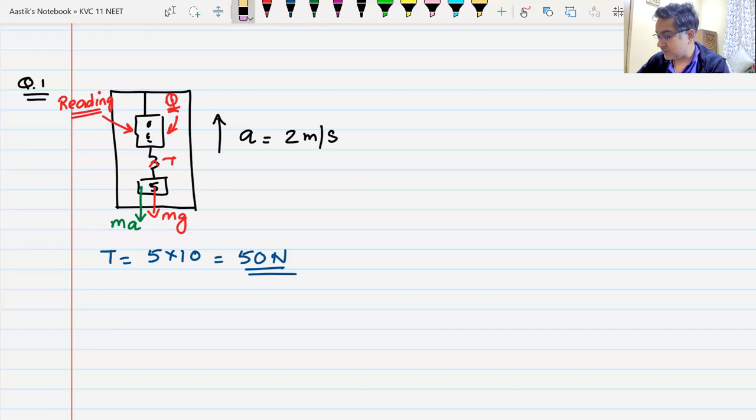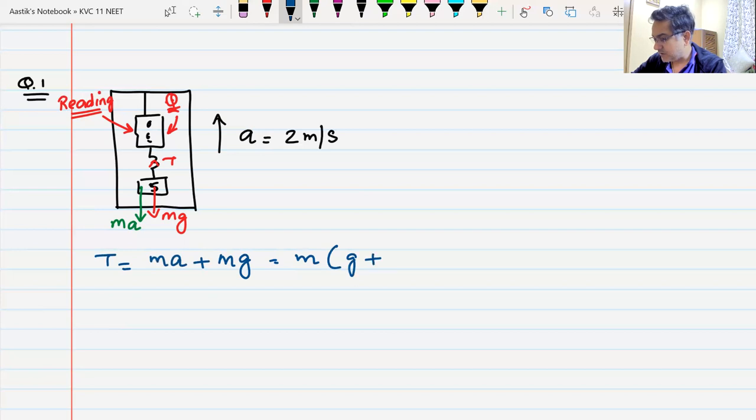Now, when I write the equation of this block, how does it look? The block is still in equilibrium. T is upwards. M into a is downwards. M into g is also downwards. Or effectively, I can write it as m into (g plus a). So the answer will come as 5 into 12, which is 60 newtons. 60 newtons is the tension in the string, or 60 newtons is the reading in the spring balance.